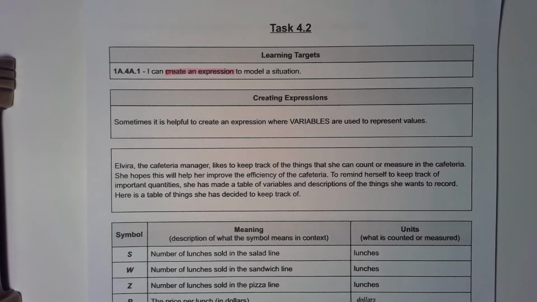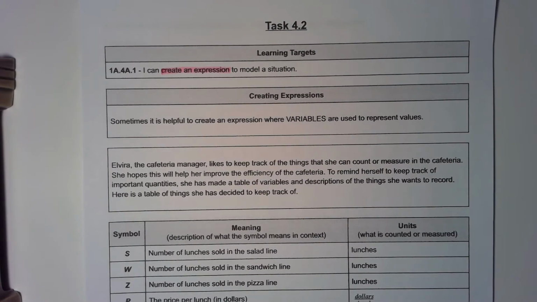It says Elvira, the cafeteria manager, likes to keep track of the things that she can count or measure in the cafeteria. She hopes that this will help her improve the efficiency of the cafeteria. To remind herself to keep track of important quantities, she has made a table of variables and descriptions of the things that she wants to record. Here is a table of the things that she has decided to keep track of.